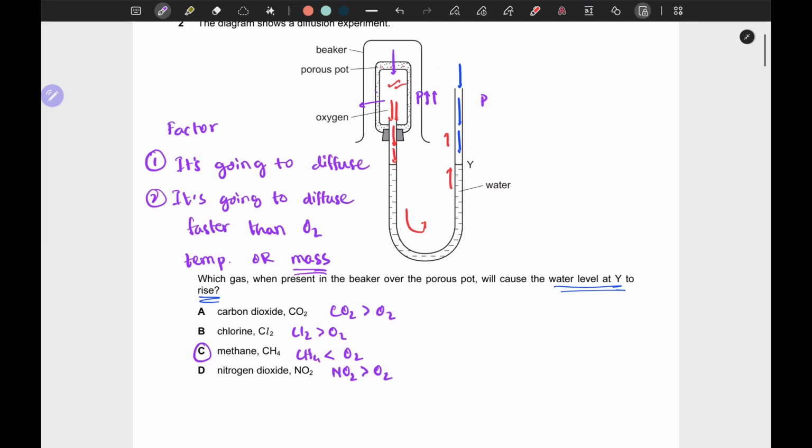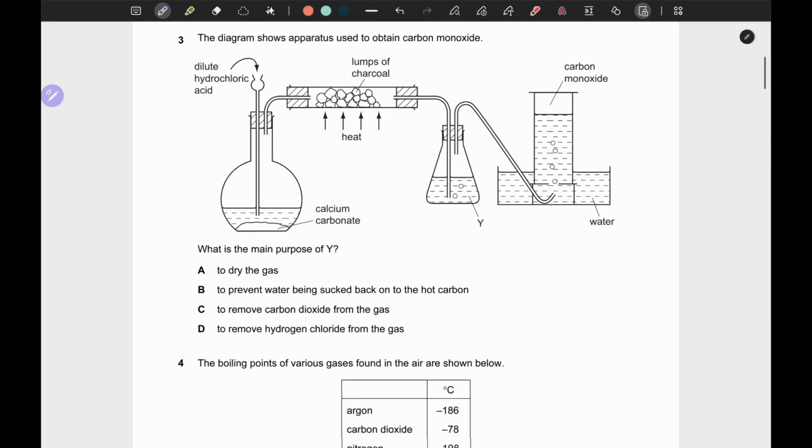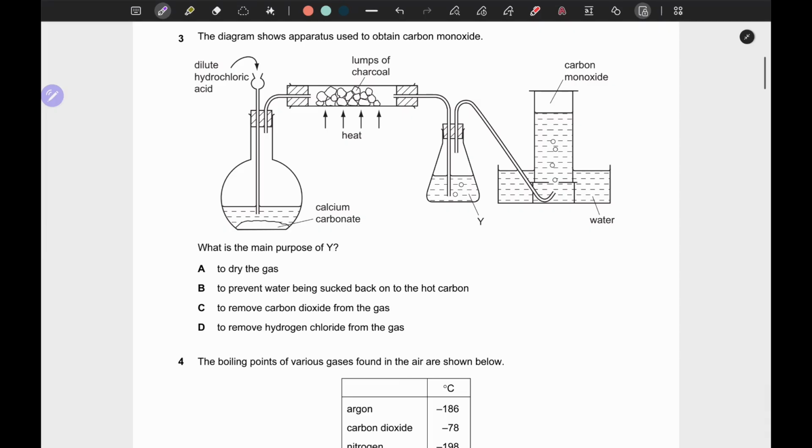Because as the methane gas diffuses in faster, the gas pressure increases and the atmospheric pressure is constant. So it's not like it's going to increase by any chance. So that stays constant. So since there is an increase in gas pressure on the left hand side, the water level on Y will rise. Moving on to the next question.